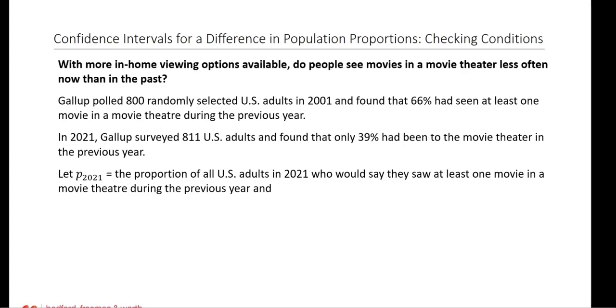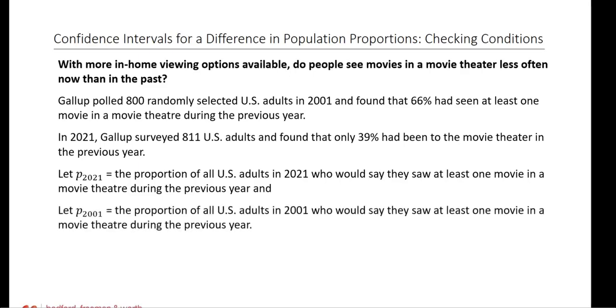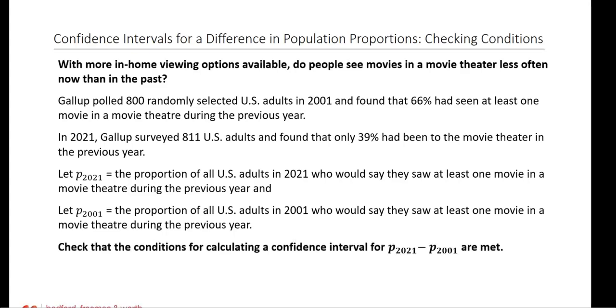Okay, so the proportion of the 2021 folks is the proportion of U.S. adults in 2021 who say they saw at least one movie in the theater. So we're defining the proportions. And I really like what they did there. Instead of calling it p sub 1, p sub 2, they used meaningful names. I really prefer you to use meaningful names like that with a subscript, so you almost know what it is before you define it, right? I definitely prefer doing it that way.